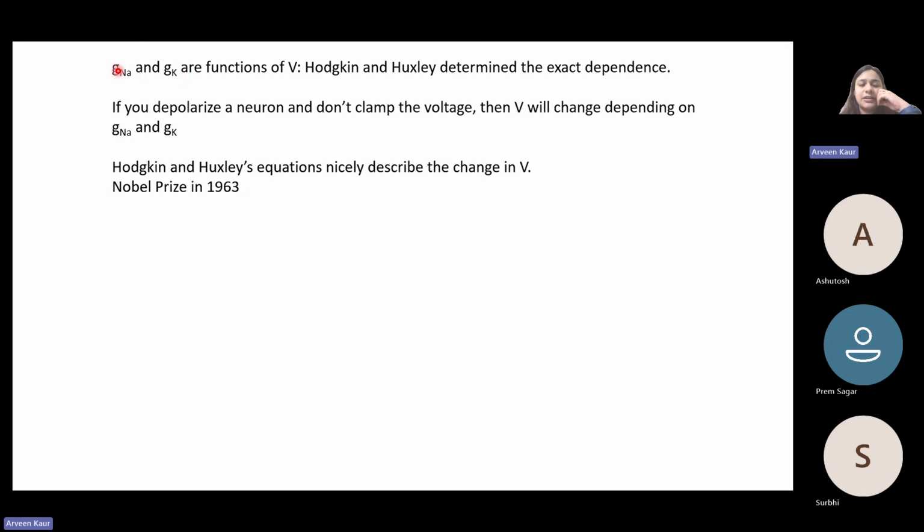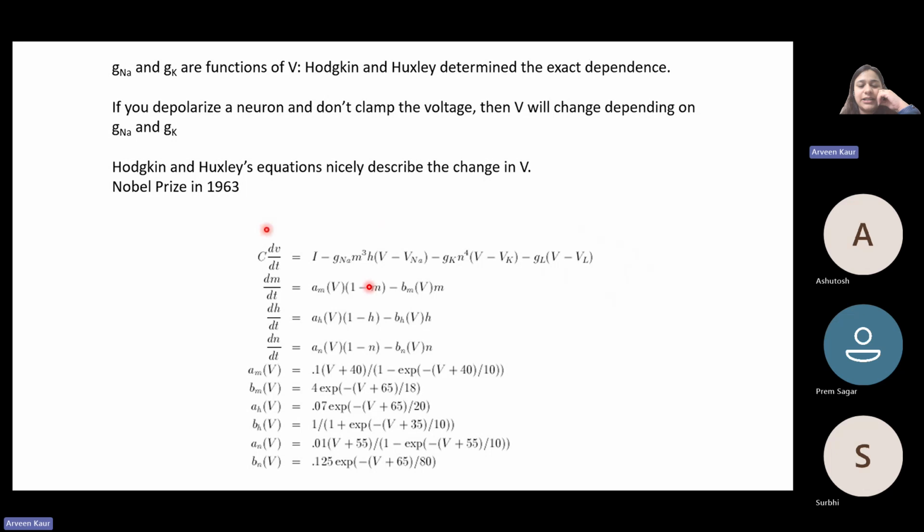So this conductance of sodium and potassium are functions of the potential. That is, Hodgkin and Huxley determined the exact dependence of this, right? So if you depolarize a neuron and don't clamp the voltage, V, then V changes will change depending on the conductance of sodium and potassium. And this study also won them the Nobel Prize in 1963. This is what they have solved.